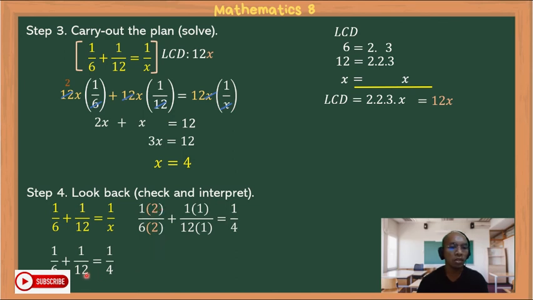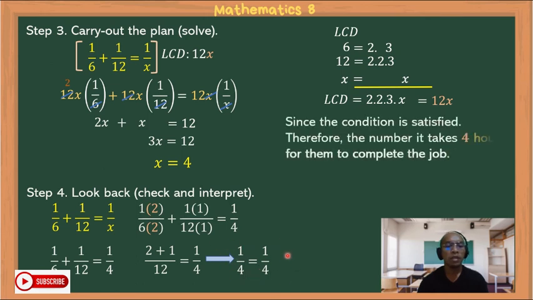Okay, so this is 12 already. We just copy the common denominator, which is 12. So 1 times 2 is 2 plus 1 times 1 is 1. And that is equal to 1 over 4. So further simplification, 2 plus 1 is 3. Then 3 divided by 12 in the lowest term, that is 1/4. So as you can see, it makes both sides of the equation equal. So since the condition is satisfied, therefore it takes 4 hours for both of them to complete the same job.